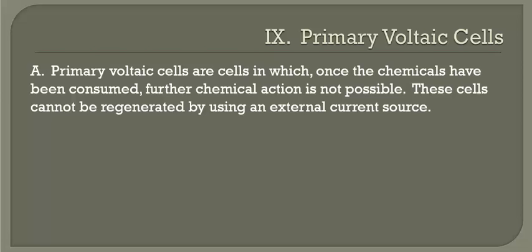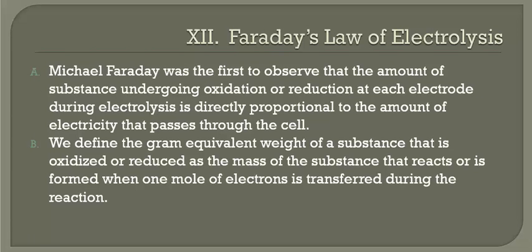The section on primary voltaic cells and secondary voltaic cells, as well as electrolysis, I'm going to skip. As long as you know the main difference between a primary and secondary voltaic cell, as well as electrolytic cells, you will be fine for the AP test. But pages 12 through 14 basically go through examples of these types of cells, and you won't see those. So we're going to skip to page 15 and Faraday's law of electrolysis.